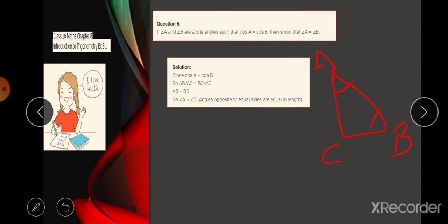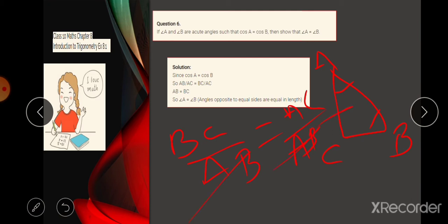How can we show this? What is cos A? Cos is adjacent by hypotenuse. Who is the adjacent here? Adjacent is AC, so AC by AB. For angle B, the adjacent is BC, so BC by AB. Then AB is cancelled.